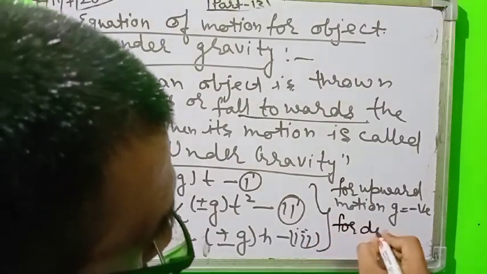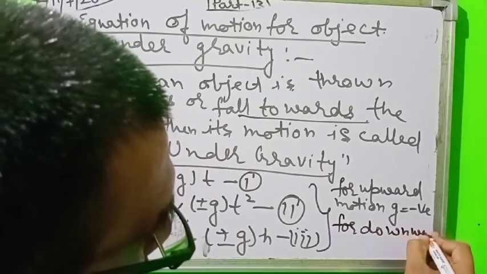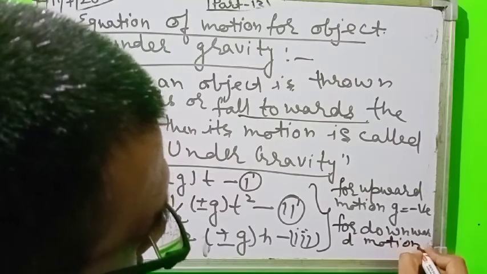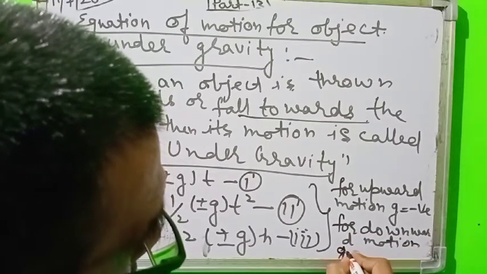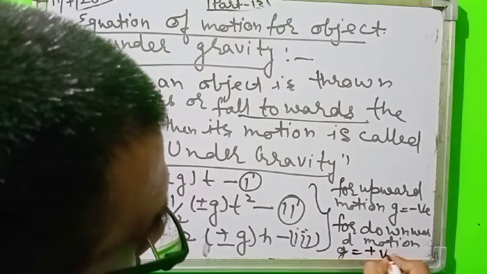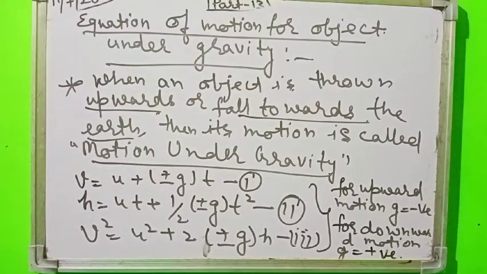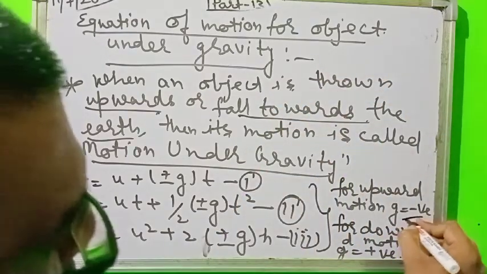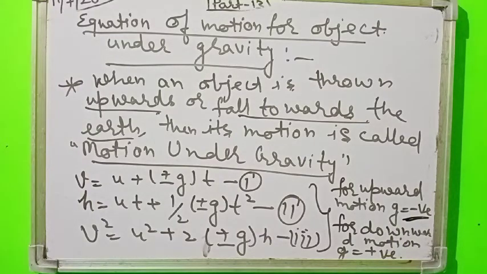For downward motion, g is equal to positive, since velocity and acceleration have the same direction. And since in upward motion velocity and acceleration have opposite directions, g is negative. So this is the sign convention we generally use while solving our questions. Now let us solve a numerical based on this.